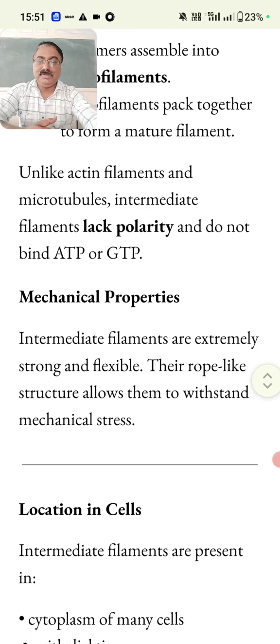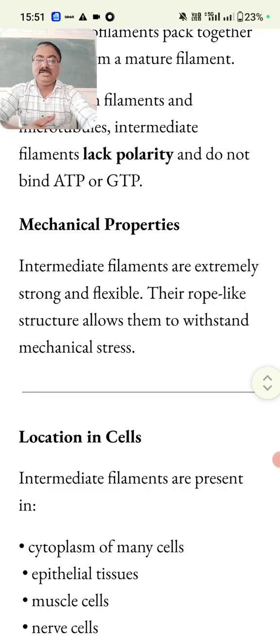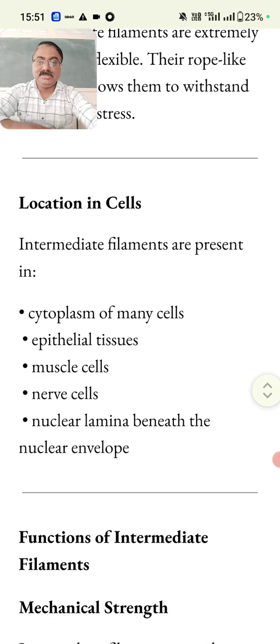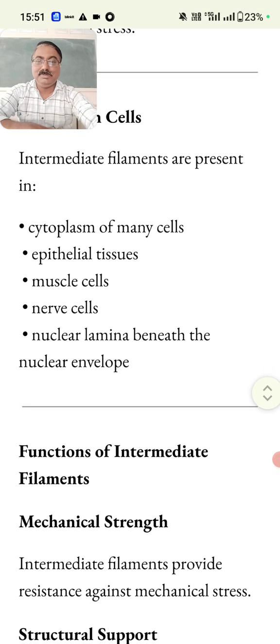Mechanical properties of intermediate filaments. Intermediate filaments are extremely strong and flexible. Their rope-like structures allow them to withstand mechanical stress. Location of intermediate filaments inside the cell: they are present in the cytoplasm of many cells, epithelial tissue, muscle cells, nerve cells, and the nuclear lamina beneath the nuclear envelope.